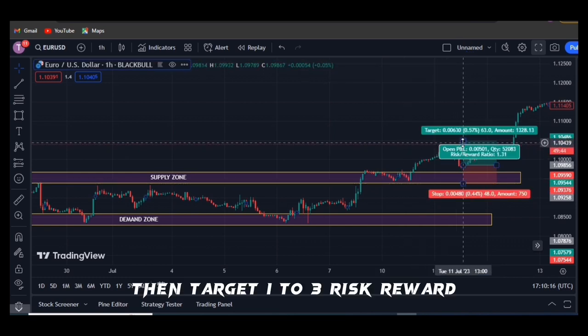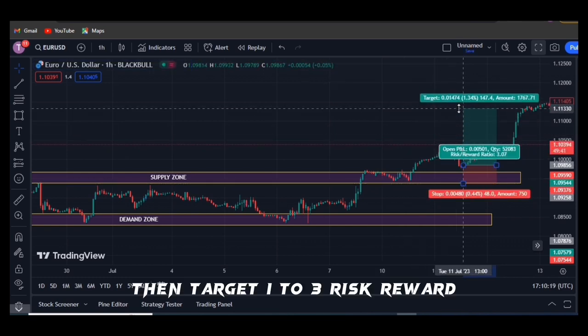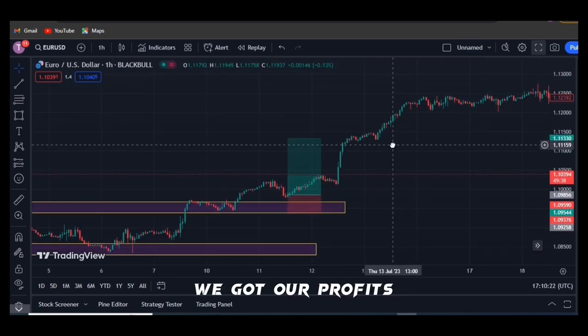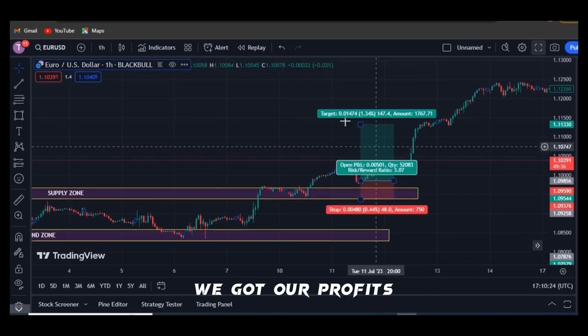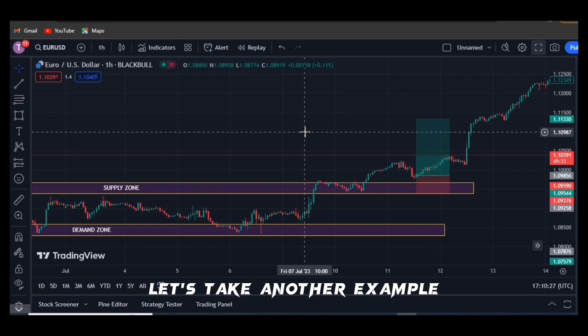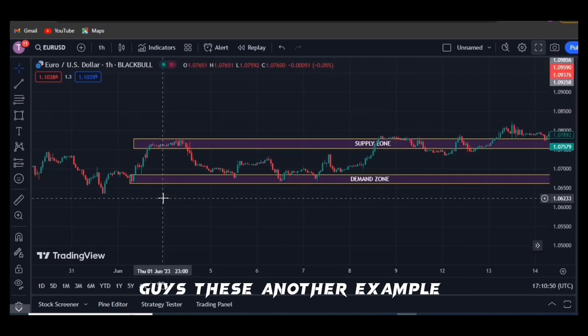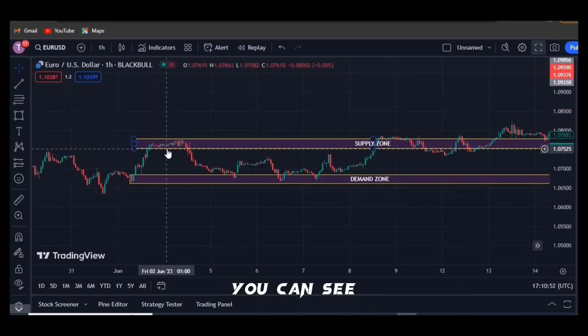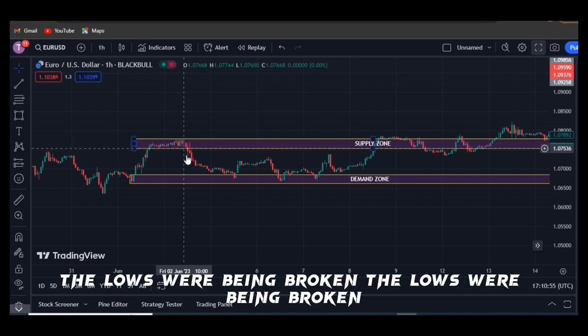Then target what? 1-3 risk reward. We got our profit. You can see how this works. Like, let's take another example. Guys, this is another example. We are still on a downtrend. You can see the lows were being broken. The lows were being broken.